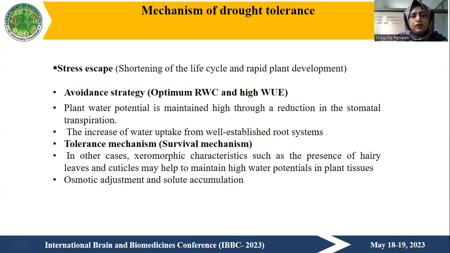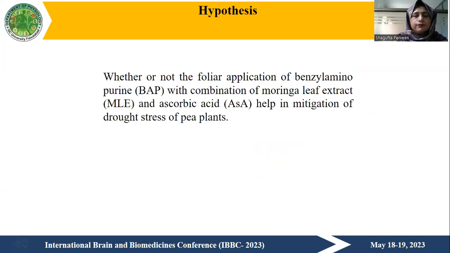Plants' water potential is maintained high through a reduction in the stomatal transpiration and the increase of water uptake from well-established sources. Tolerance mechanism, that is the survival mechanism, includes xeromorphic characteristics such as the presence of hairy leaves and cuticles that may help to maintain high water potential in plant tissues, osmotic adjustment, and solute accumulation.